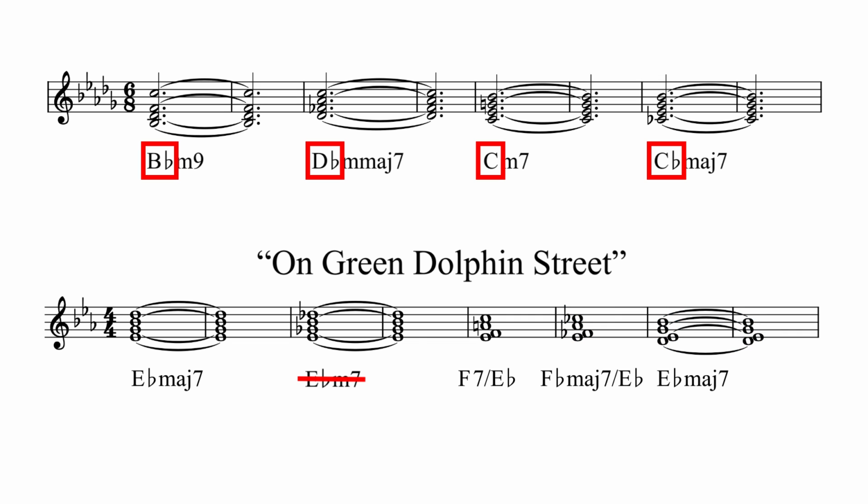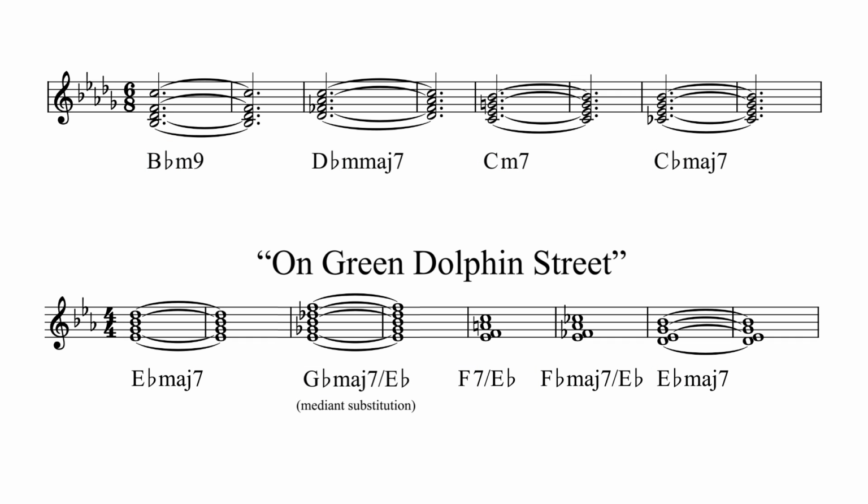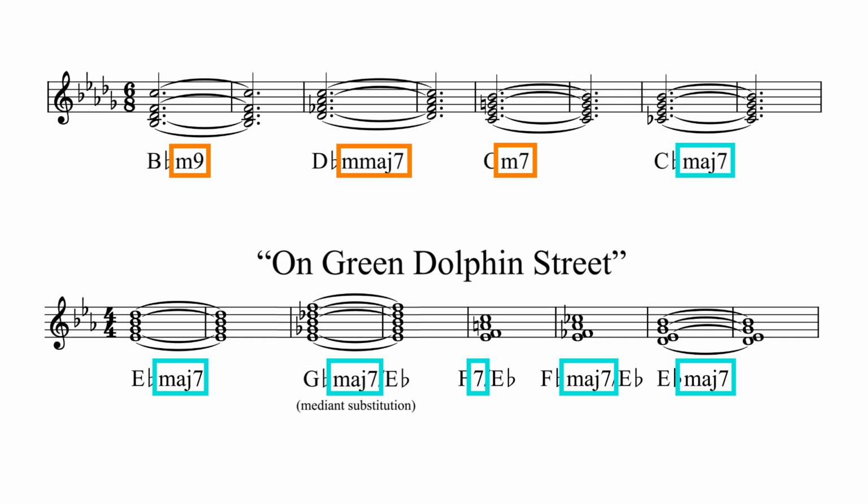Sometimes the E-flat minor 7 is labeled as a G-flat major 7 over E-flat, a typical median substitution, and this gives us the same chromatic line. The main difference is that On Green Dolphin Street's chords are all major, giving it a light, dreamy aesthetic, whereas in Airborne all but one is minor, giving it a sense of dark intrigue. The underlying theory of these movements often relates to tritone substitution.